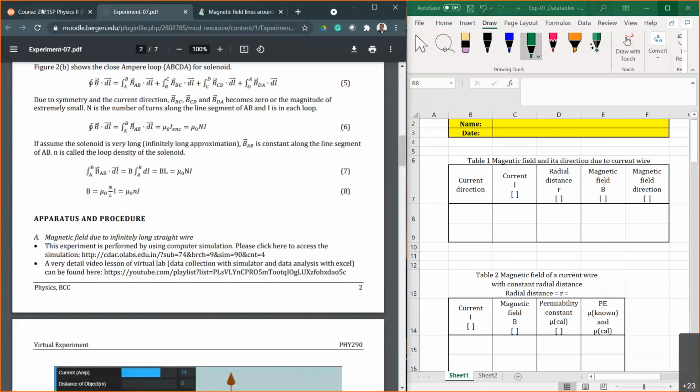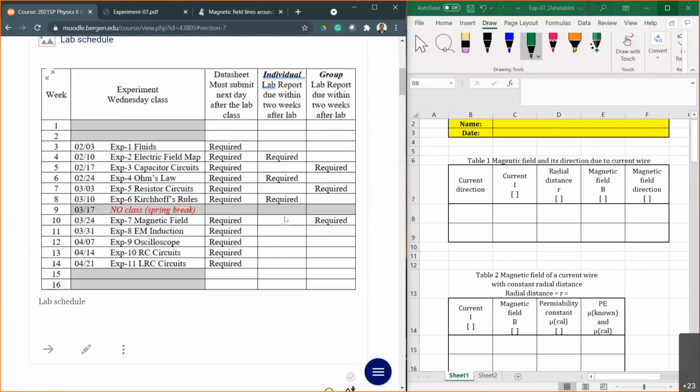Experiment number 6 is due this week. It's usually due in 2 weeks, right? So you had last week as the break. I can extend that 1 week if needed. That's totally fine since the last week is the spring break. So we can put it into next week. That can be done.